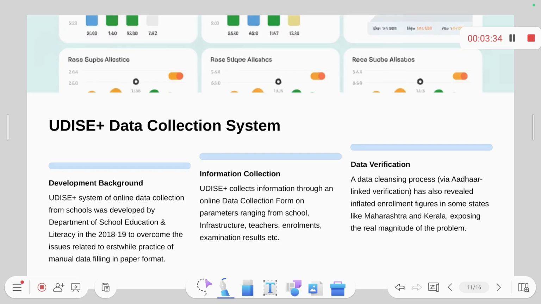UDISE's data collection system. UDISE's system of online data collection from schools was developed by the Department of School Education and Literacy in 2018-19 to overcome the earlier practice of manual data filing in paper format. Information collection is its primary duty. Data verification: the data cleansing process via Aadhaar-linked verification has been done.